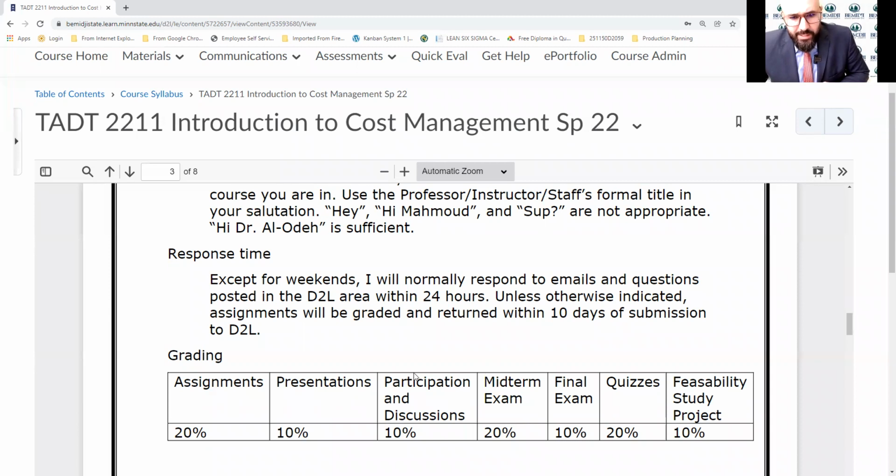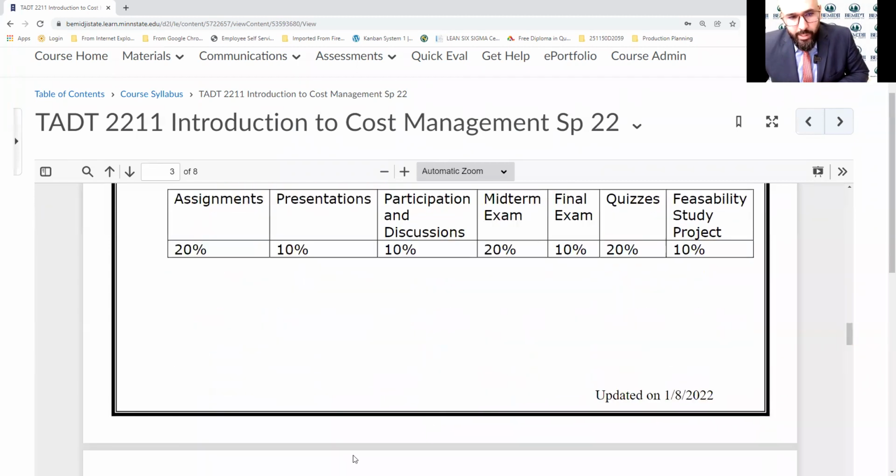One business day is basically one business day. And grading assignments will take me about 10 days to grade the assignments and submit your grade.